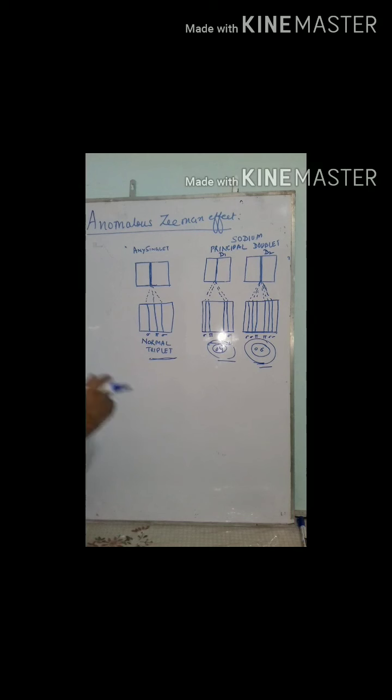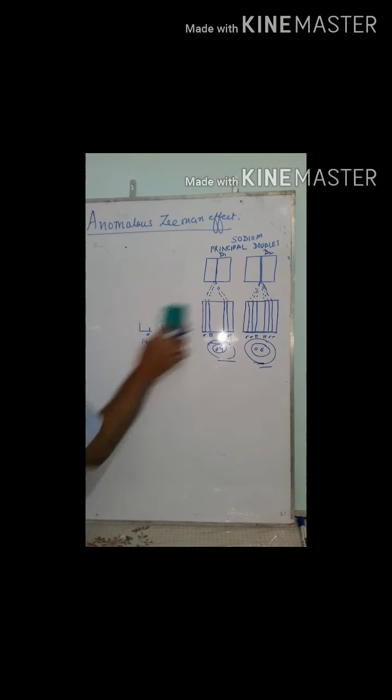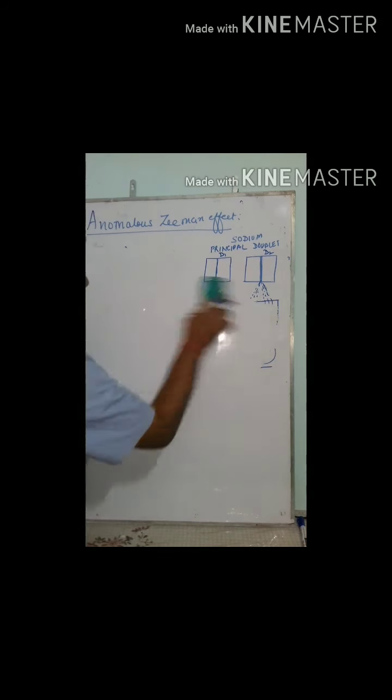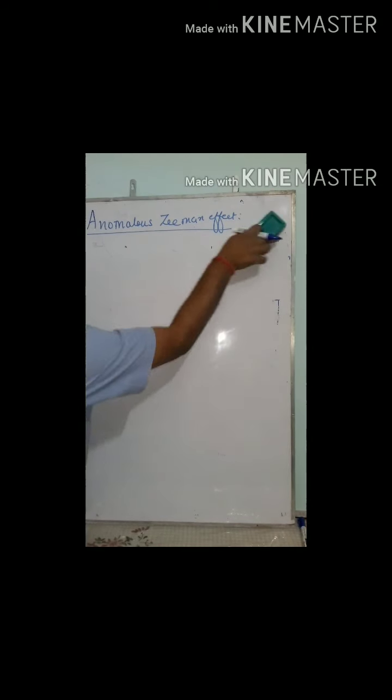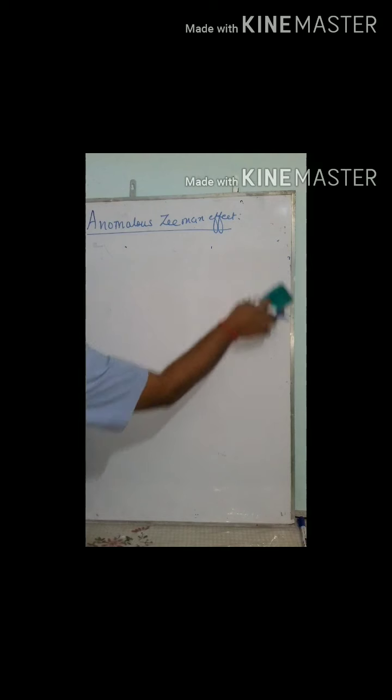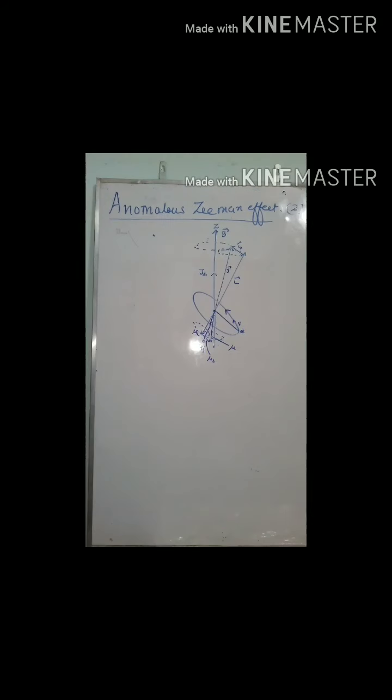Now we will develop the theory of anomalous Zeeman effect. For that, let us consider anomalous Zeeman effect, which is observed in sodium, primarily in the principal doublet of sodium lines. So we have to discuss it. As you all know, here the spin comes into existence.